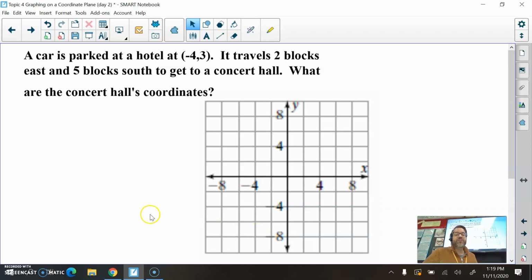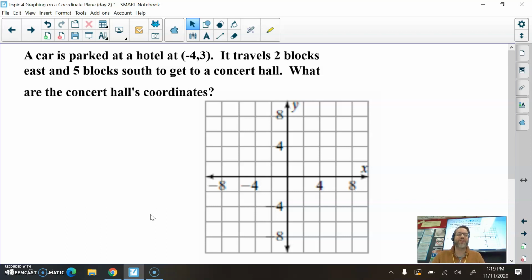Okay, here's another type of example that you will often see where you're basically showing if you know how to move directions on a coordinate grid. A car is parked at a hotel at -4, 3. It travels 2 blocks east and 5 blocks south to get to a concert hall. What are the concert hall's coordinates?